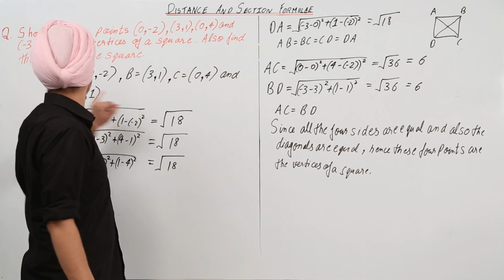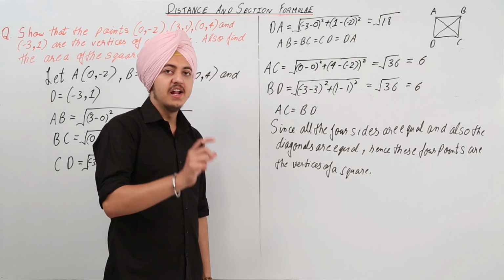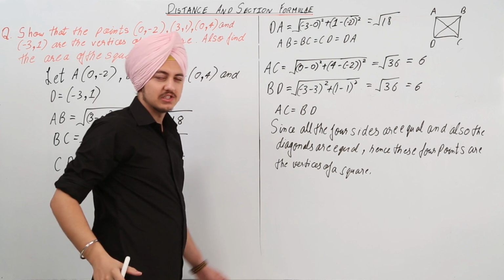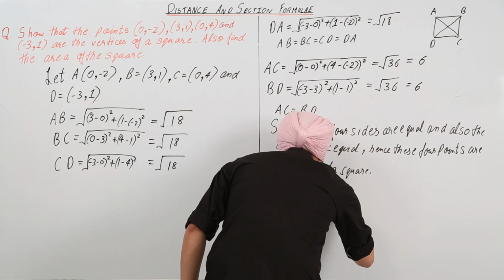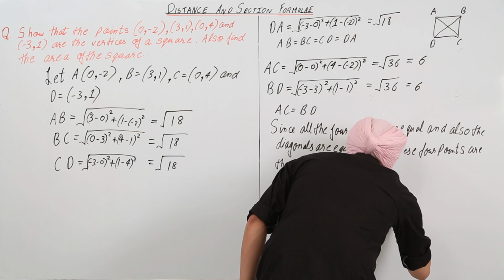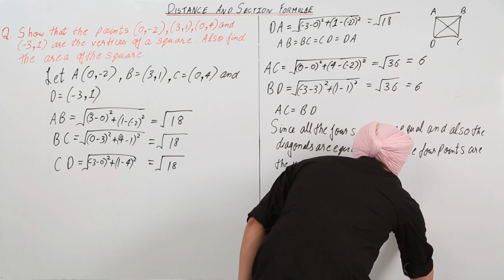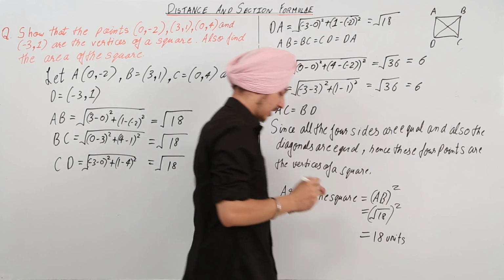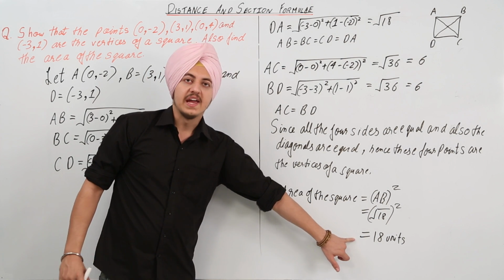Next, what we have to do is also find the area of the square. Now what is the area of the square? Area of the square is equal to side into side, or side square. What is one side of the square? That is AB or BC, because all of these are equal. So the area of the square is equal to AB square, that is equal to the square root of 18 square, that is equal to 18 units.